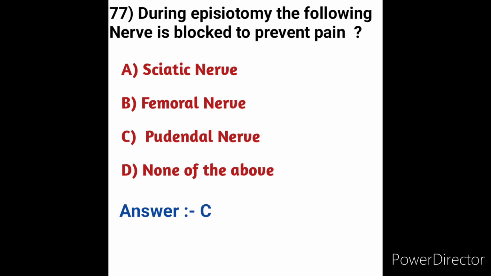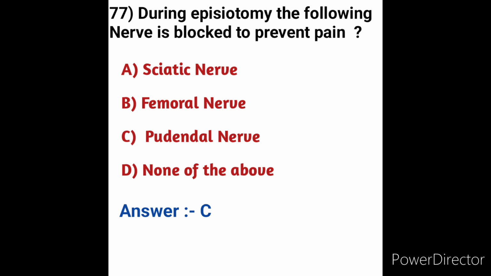During episiotomy, the following nerve is blocked to prevent pain. We will see the options here. Option A, sciatic nerve. Option B, femoral nerve. Option C, pudendal nerve. Option D, none of the above. During the episiotomy, local anesthesia is given. Due to the local anesthesia, the pudendal nerve is blocked to prevent pain. Here option C is the correct answer.